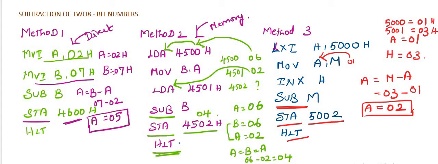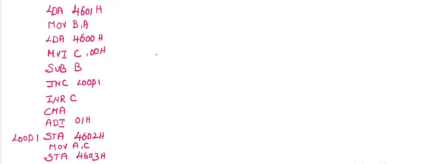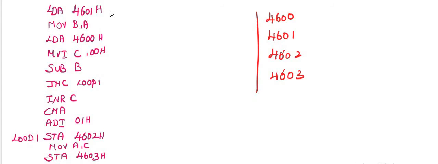Next, we have to give the halt operation. Next, we will move on to the fourth method. In the fourth method, we are considering memory locations. Here we are considering 4601H. So 4600, then 4601, 4602, and then 4603. These are the memory locations.